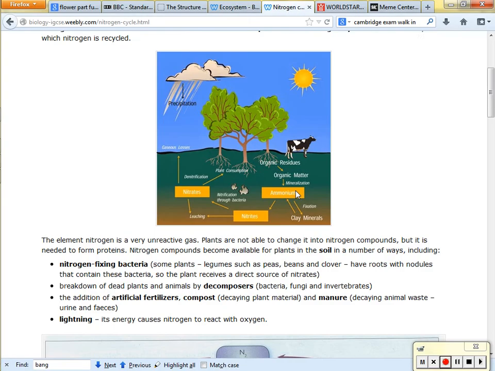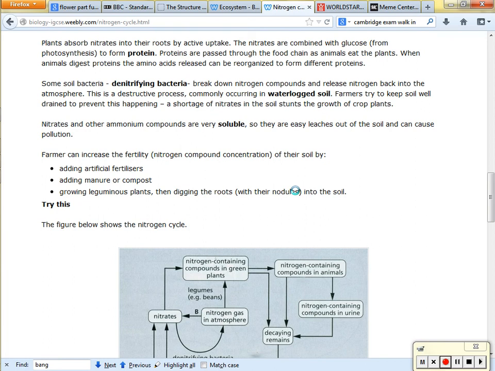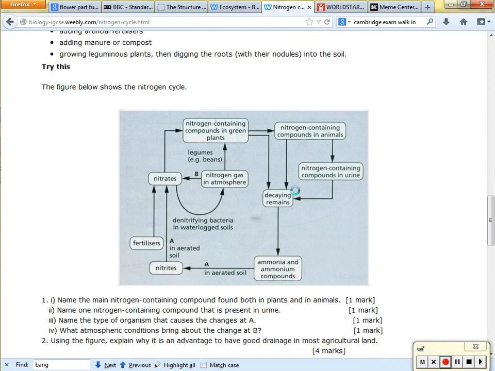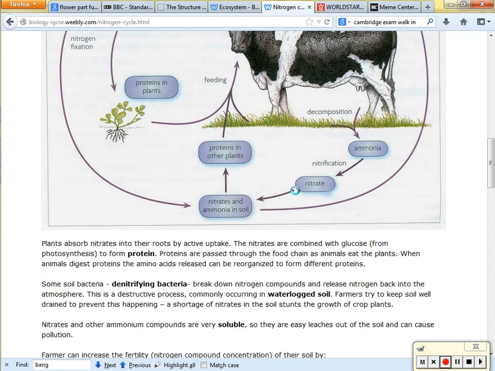Let's see what else she's got. Yeah, that's it. That's what she's got. Ooh, that one looks hard. Stick with this one, nice and easy.